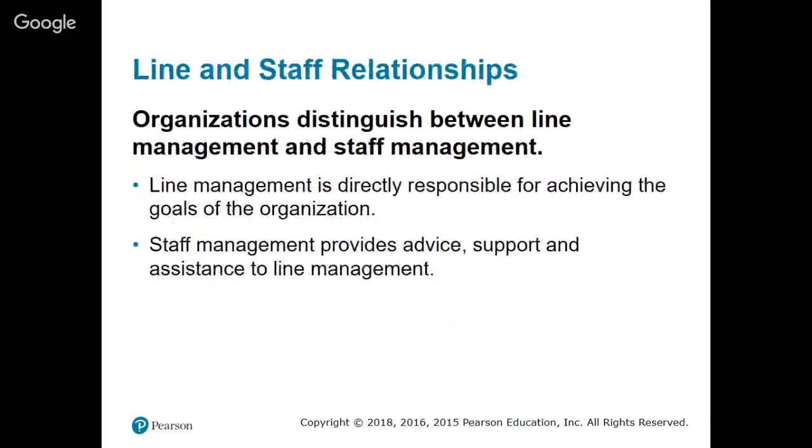Organizations distinguish between line management and staff management. Line management is directly responsible for achieving the goals of the organization. Staff management provides advice, support, and assistance to line management. So basically, the line manager would be over a larger department, and the staff would be over a section of that department.